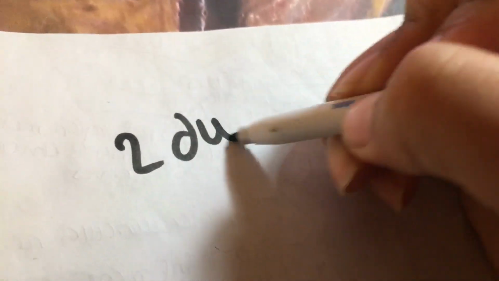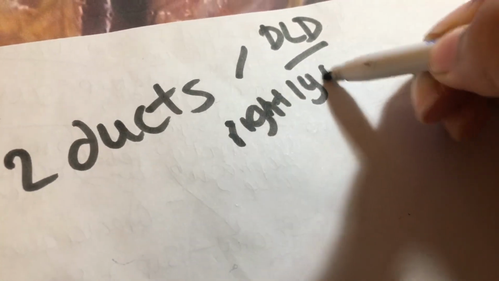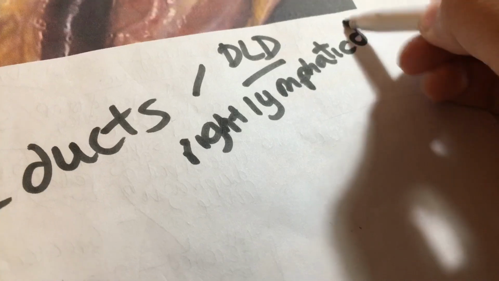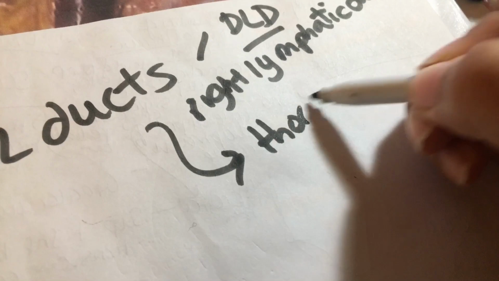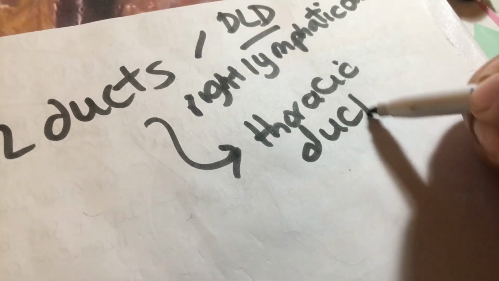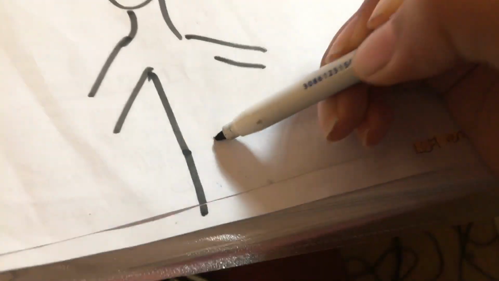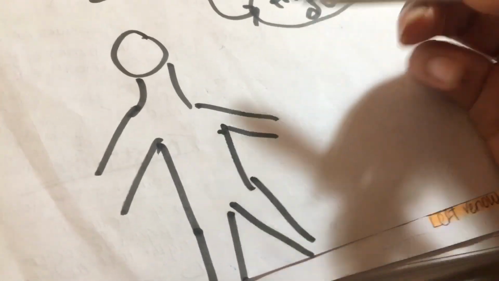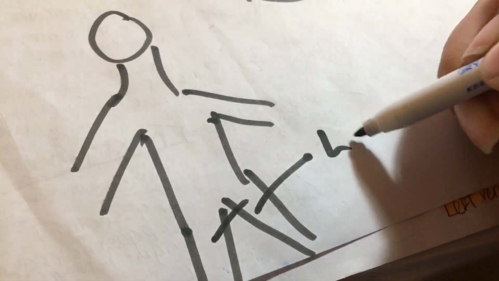These two ducts are the ductus lymphaticus dexter, also known as the right lymphatic duct, and then you also have the thoracic duct. Out of these two ducts, the thoracic duct is the biggest and it covers most of the entire body. So if this is a person, then the thoracic duct will cover their entire lower limb area.